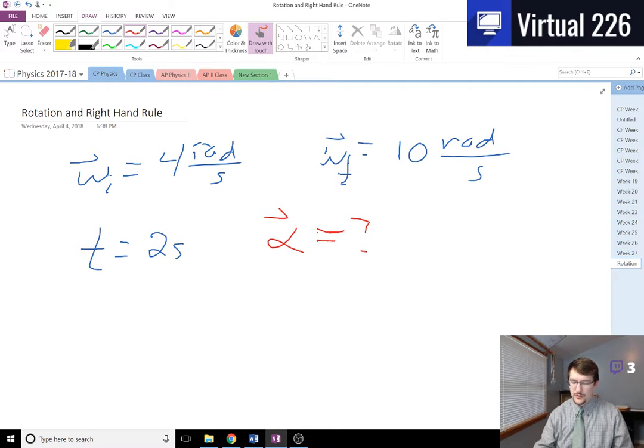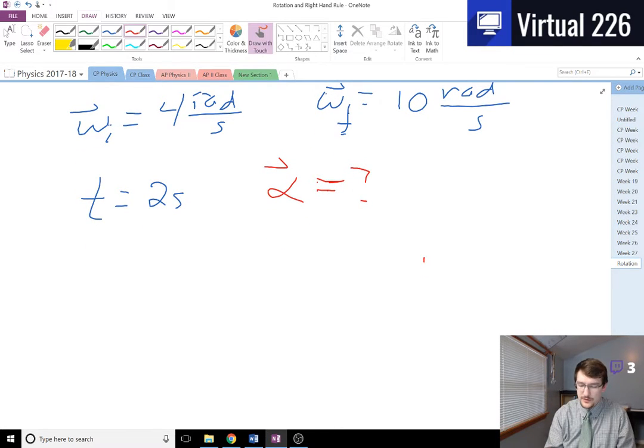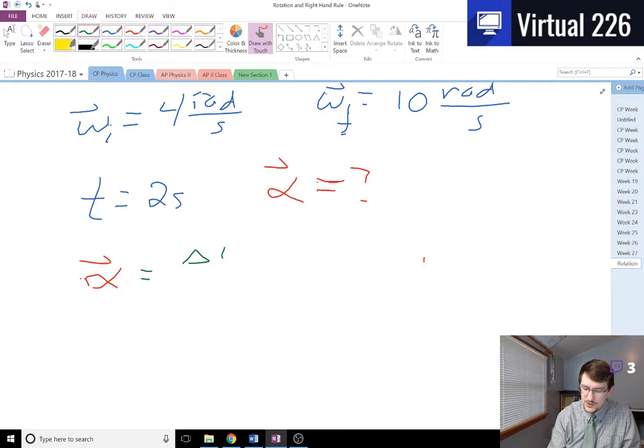So if we wanted to solve this problem, if this was an old problem earlier in the year where we had an initial and a final velocity and some amount of time that it happened in, you would just take the change in velocity divided by the amount of time, and that's an acceleration. And nothing changes in this problem here. In order to find the angular acceleration, alpha, all we're doing is taking the change in angular velocity divided by some amount of time.